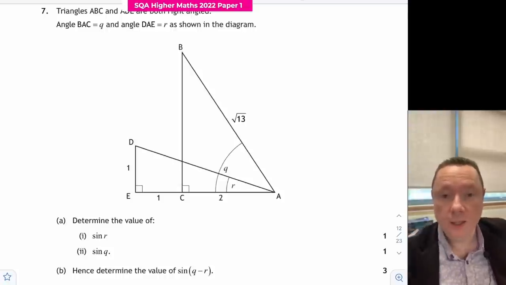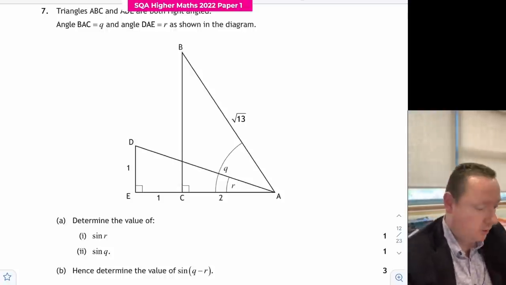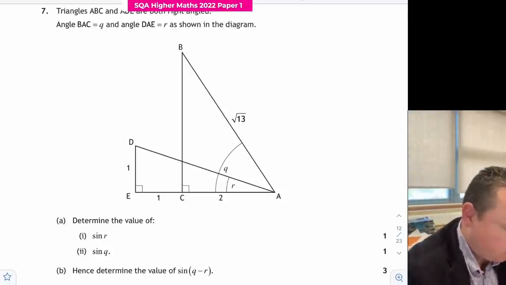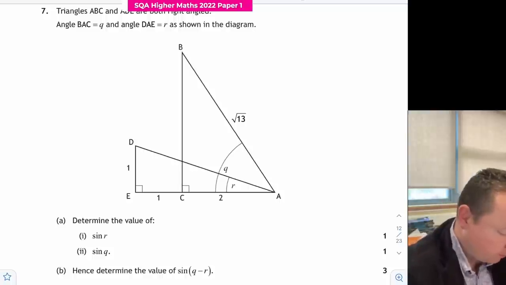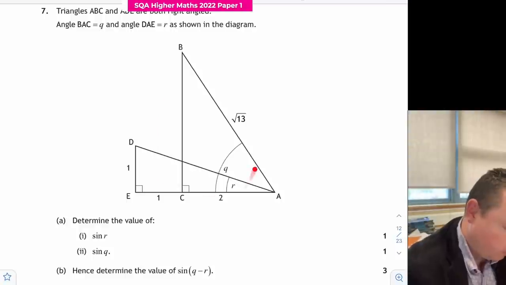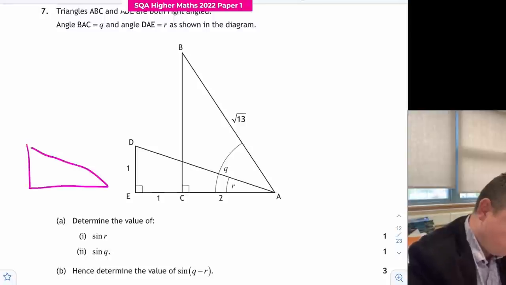SQA 2022 Higher Maths Paper 1, Question 7. Triangles ABC and ADE are both right angled. It tells us that angle BAC equals Q and DAE equals R, as shown in the diagram. Calculate sine R, sine Q. So we can pull some information out of this diagram by drawing some triangles. Let me draw the small one first. If I do a little sketch, we've got R here. This whole length here is 3, and the length on the top is 1. So by Pythagoras, 3 squared plus 1 squared equals 10. So that must be the square root of 10.